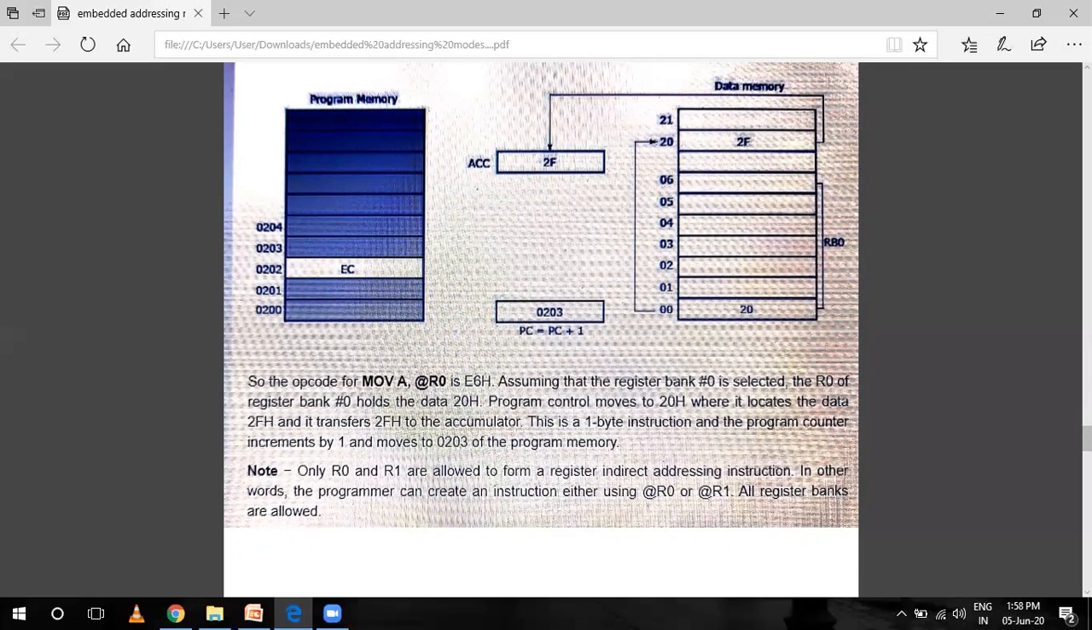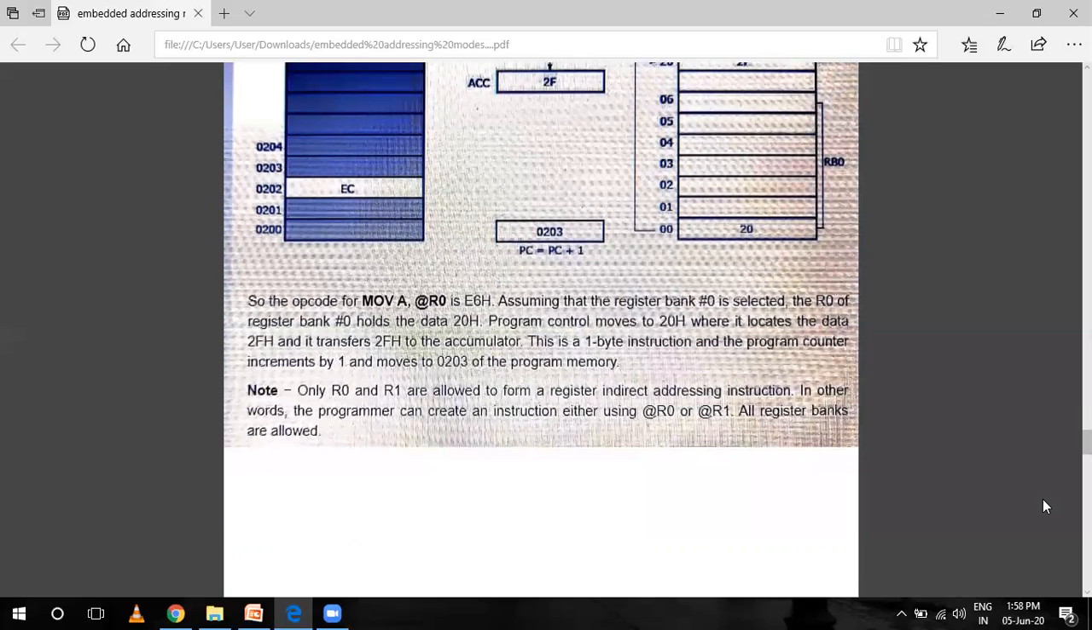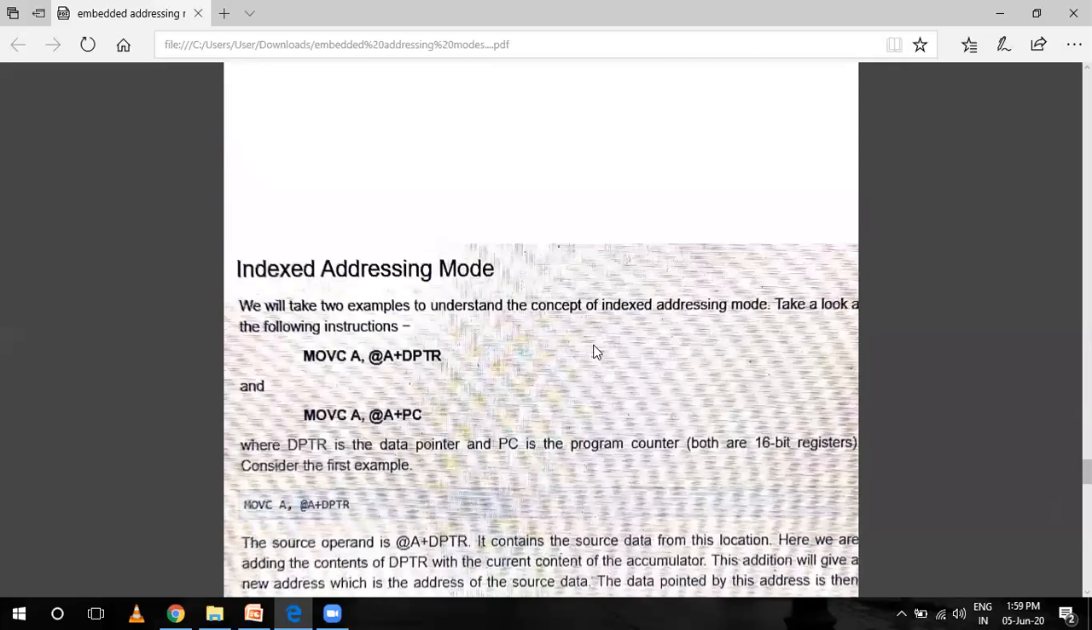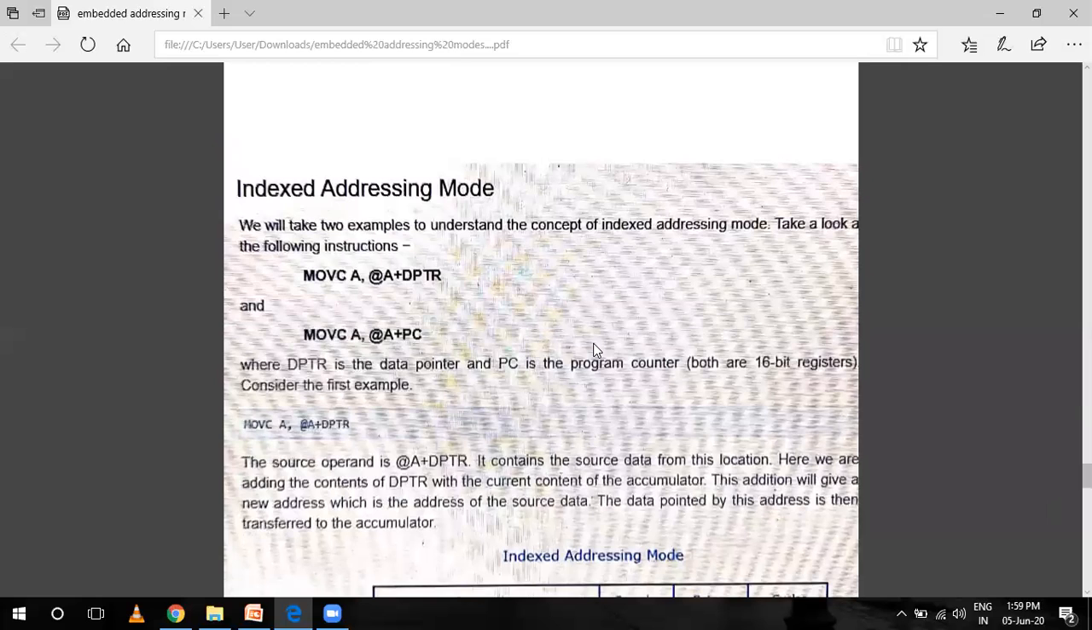Next, only R0 and R1 are allowed to form a register indirect addressing instruction, in other words, the programmer can create an instruction @R0 or @R1. All the register banks are allowed. Next is the indexed addressing mode.